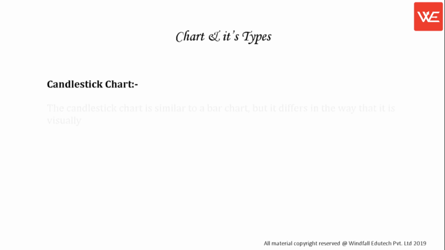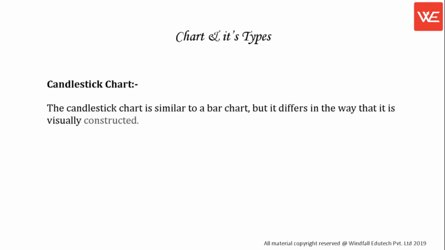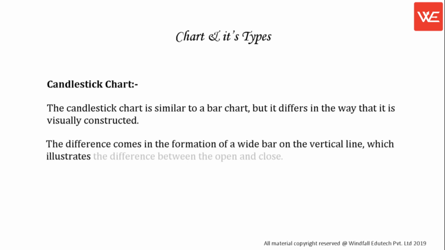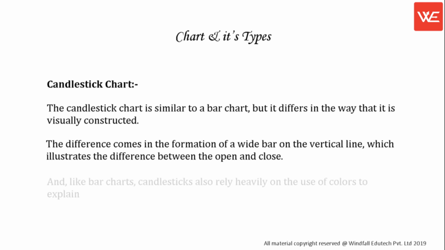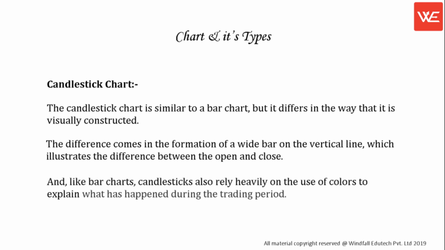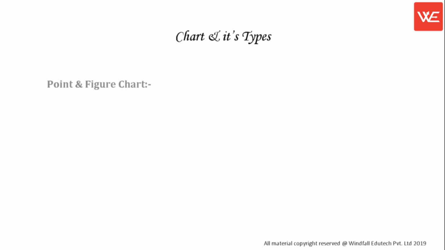Candlestick chart. The candlestick chart is similar to a bar chart, but it differs in the way that it is visually constructed. The difference comes in the formation of a wide bar on the vertical line, which illustrates the difference between the open and close. And, like bar charts, candlesticks also rely heavily on the use of colors to explain what has happened during the trading period.